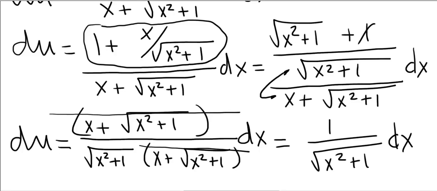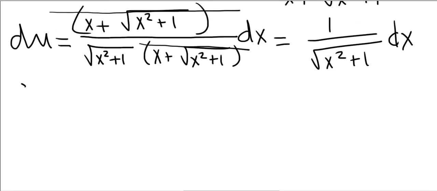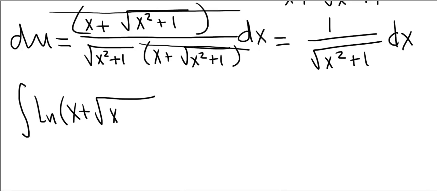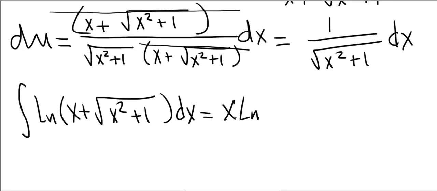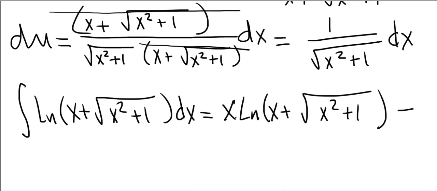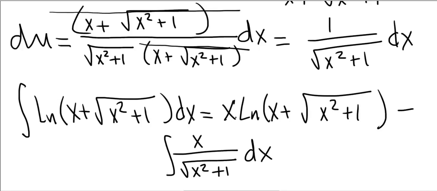And now we can return to integration. We started with the integral of natural log of x plus square root of x squared plus 1. That was our integral of u dv. It's equal to u times v, which is x, times the natural log of x plus square root of x squared plus 1 minus the integral of v times du, which is x divided by square root of x squared plus 1. And notice that the integral on the right is much easier.